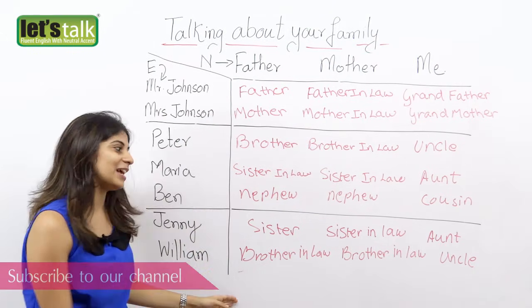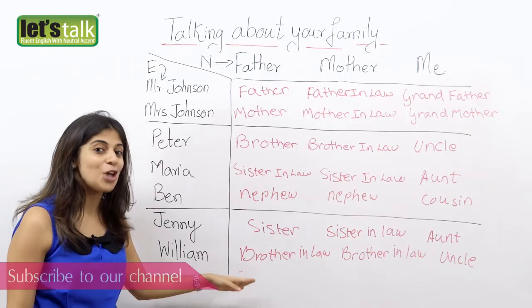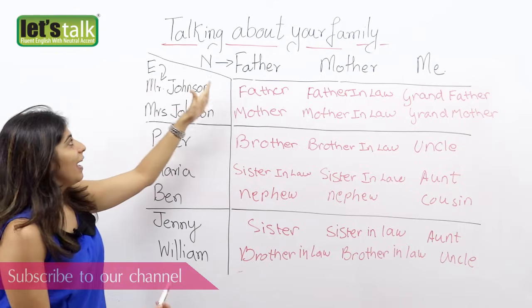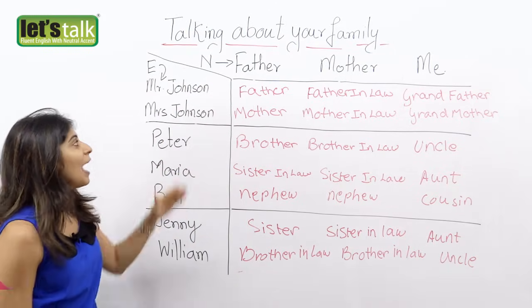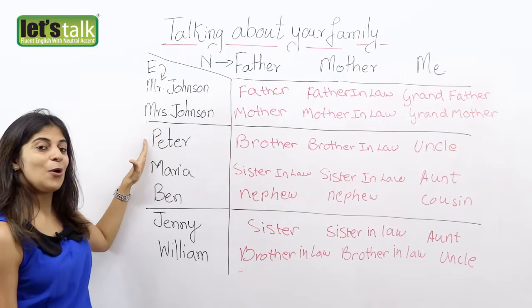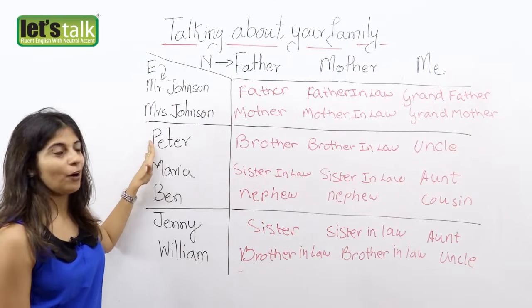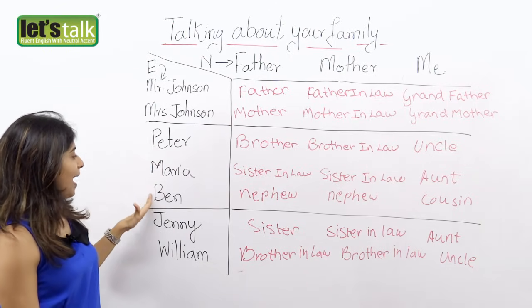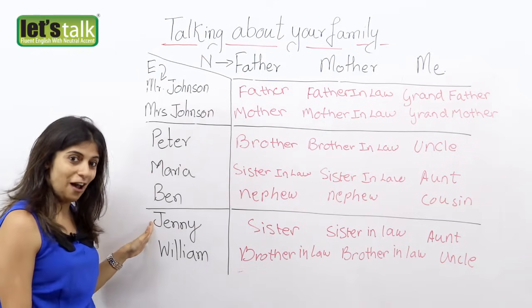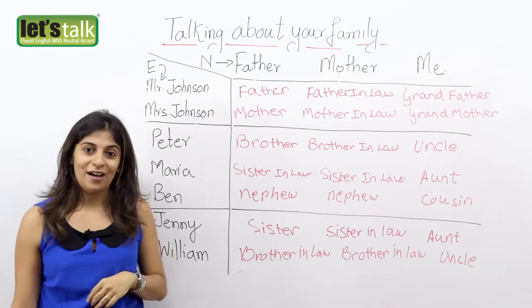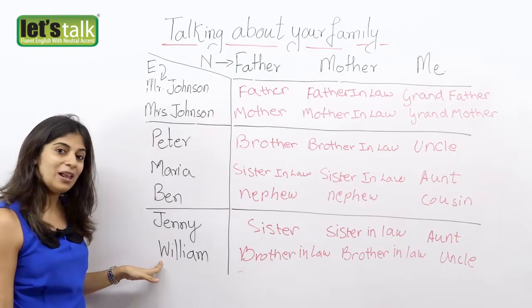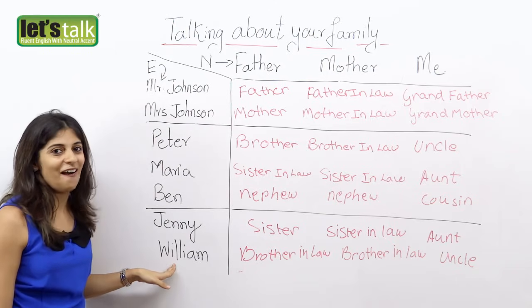So I hope this explains it to you in detail, and if you want to talk about them, you can always say that my grandfather is Mr. Johnson, and he is a retired person, whereas I have an uncle whose name is Peter, and he works for a company. And Ben is my cousin who goes to school. You can also talk about your aunt. Jenny is my aunt, and she gets me a lot of gifts during Christmas. And again, you can talk about William, who is Jenny's husband, and William is my uncle, and I love him a lot.